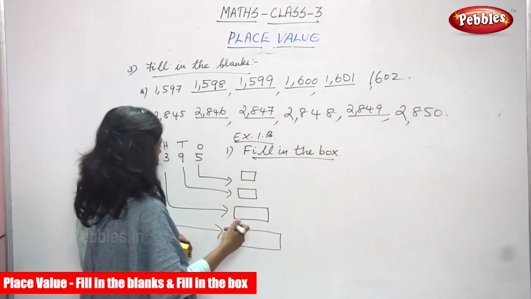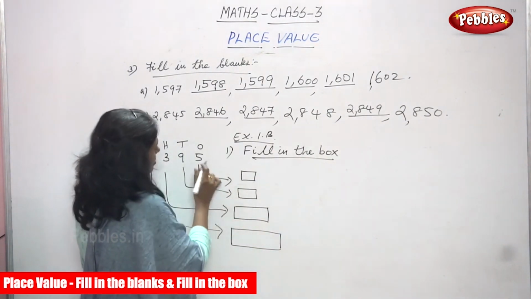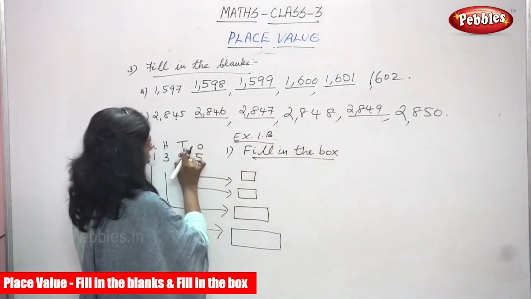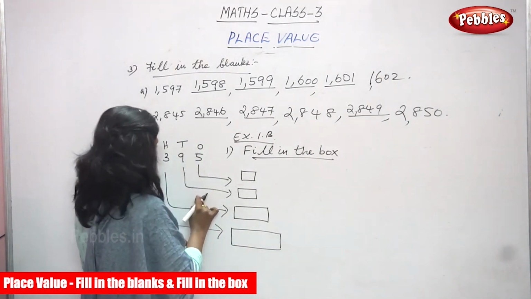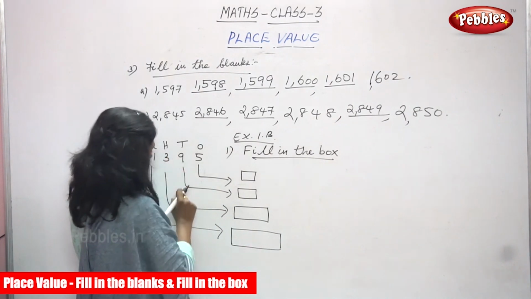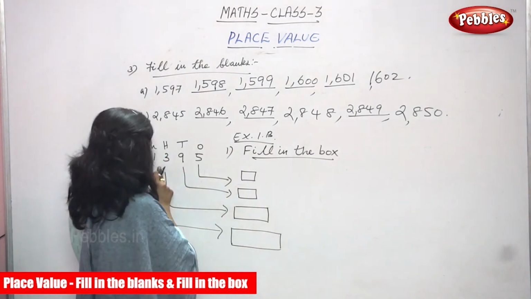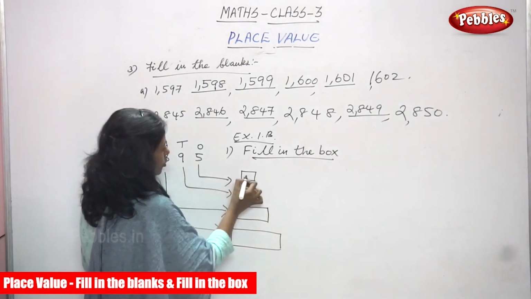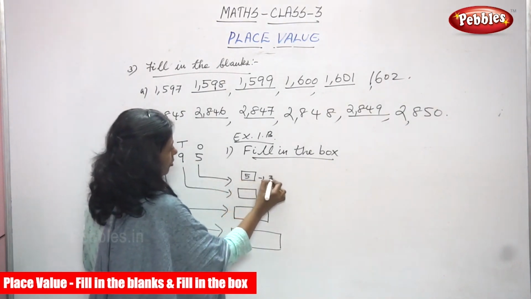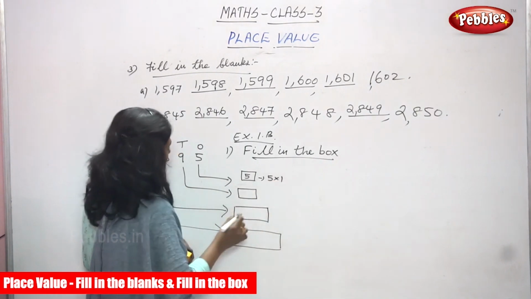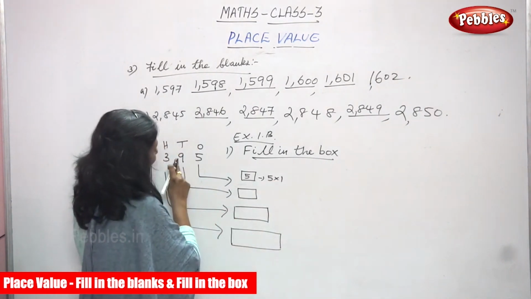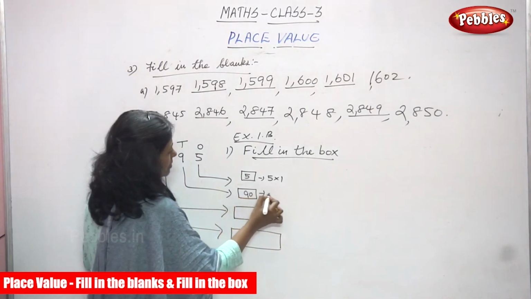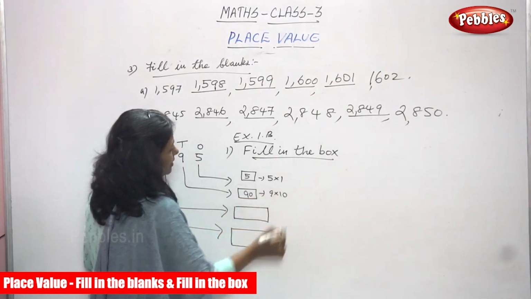Next, exercise 1.B. Given the place values, what is the number in ones place? 5. What is the number in tens place? 9. What is the number in hundreds place? 3. What is the number in thousands place? 1. So in ones place you write 5, that means 5 into 1, you get 5. And in tens place it is 9 tens, that means 90. 9 into 10, you get 90.